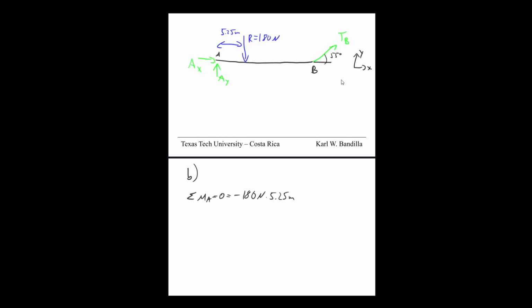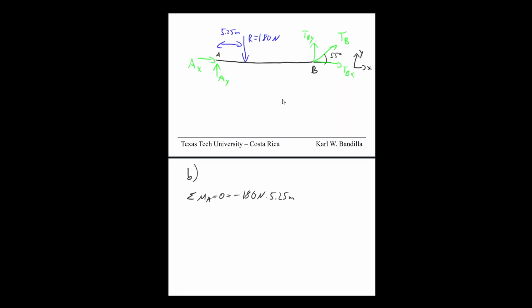And then B, let's divide this into its two components. This component won't have an impact, so that would be T, not F, but T. TBX and TBY. TBX doesn't have a moment arm, because the line of action goes through A. So all we have is TBY.